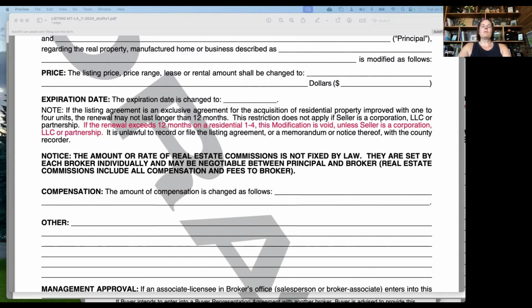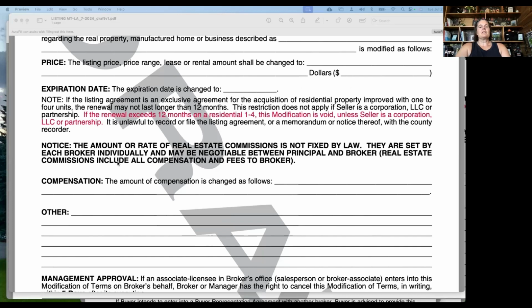And that you can't record or file the listing agreement or a memorandum or notice thereof with the county recorder's office. There was a company doing this. That's why they've added that in there. The amount of real estate commissions is not fixed by law. They are set by each broker individually and may be negotiable between principal and broker. Real estate commissions include all compensation and fees.